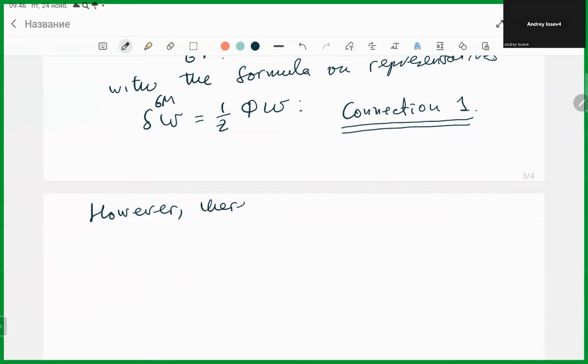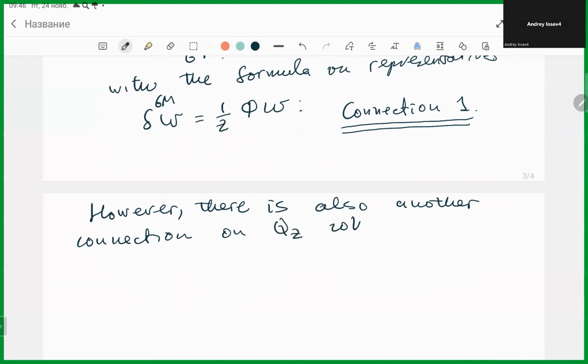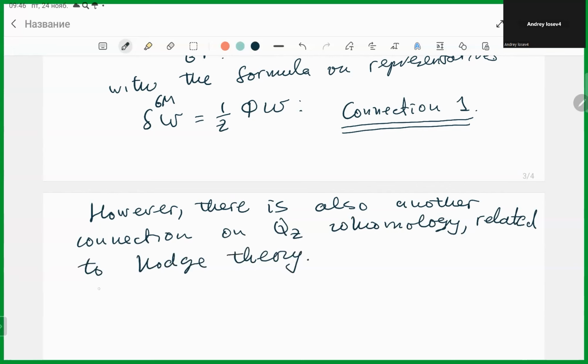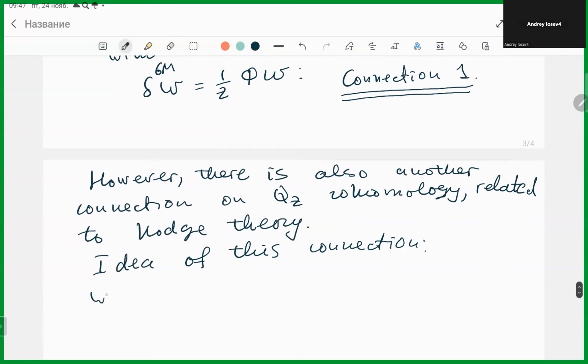However, there is also another connection on QZ cohomology related to Hodge theory. The idea of this connection: while Q plus is changing, Q minus is not changing.